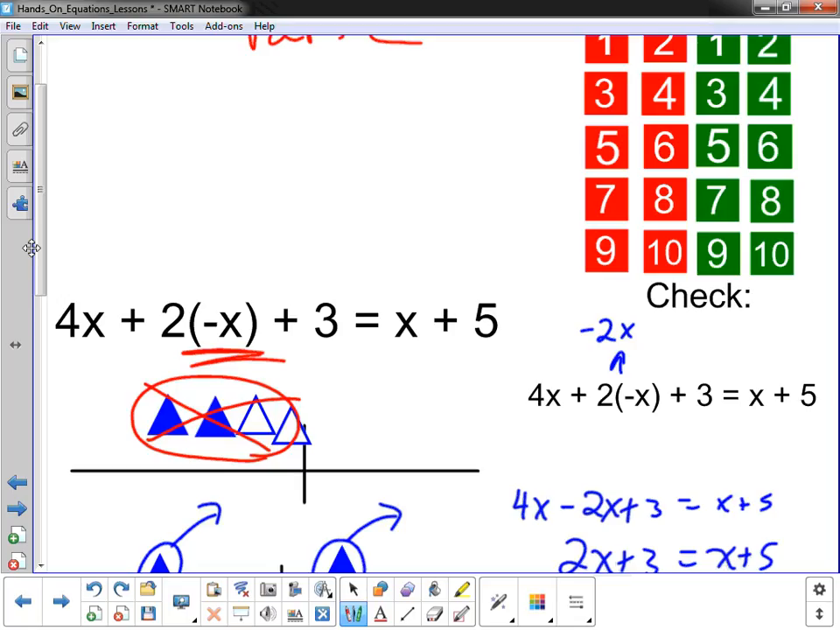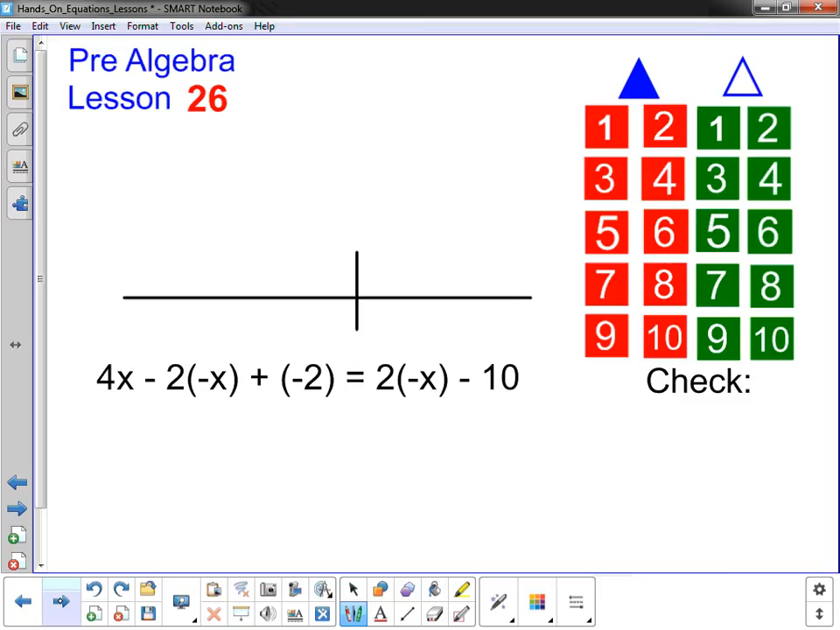Now, last one. Check this puppy out. I got 4x minus 2 times the opposite of x plus a negative 2 equaling 2 times the opposite of x minus 10. Wow, what a problem. You want to see this? You got to come back to part D.